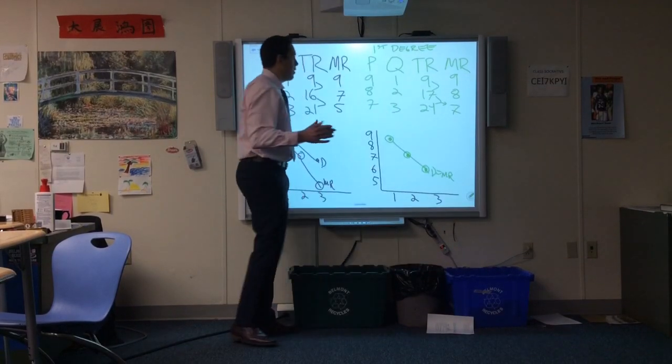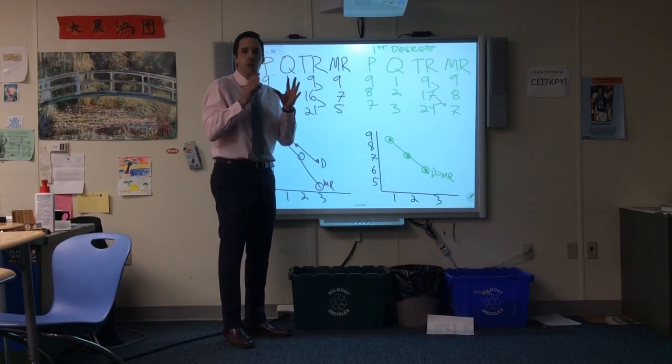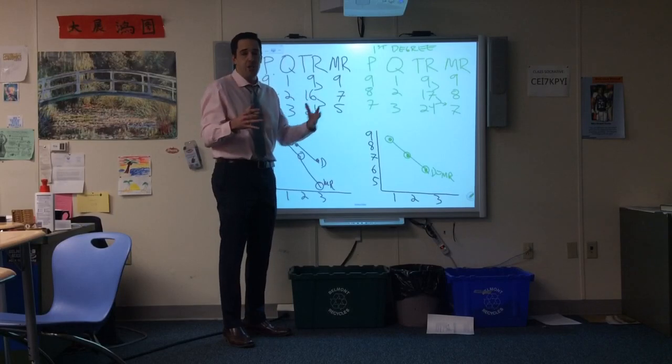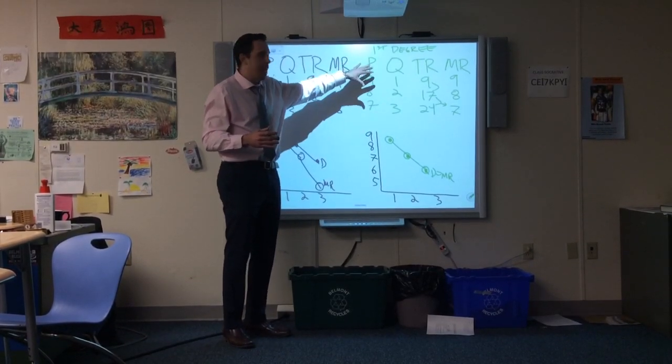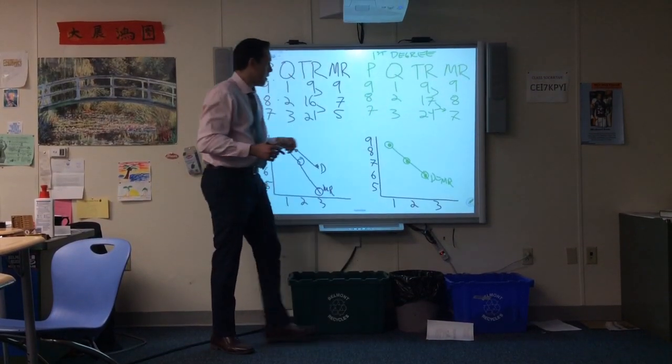And that's with a first degree price discriminator, because when I lower the price for one, I don't have to change it for other people. I'm not leaving any consumer surplus, any money on the table. So marginal revenue equals demand or price.